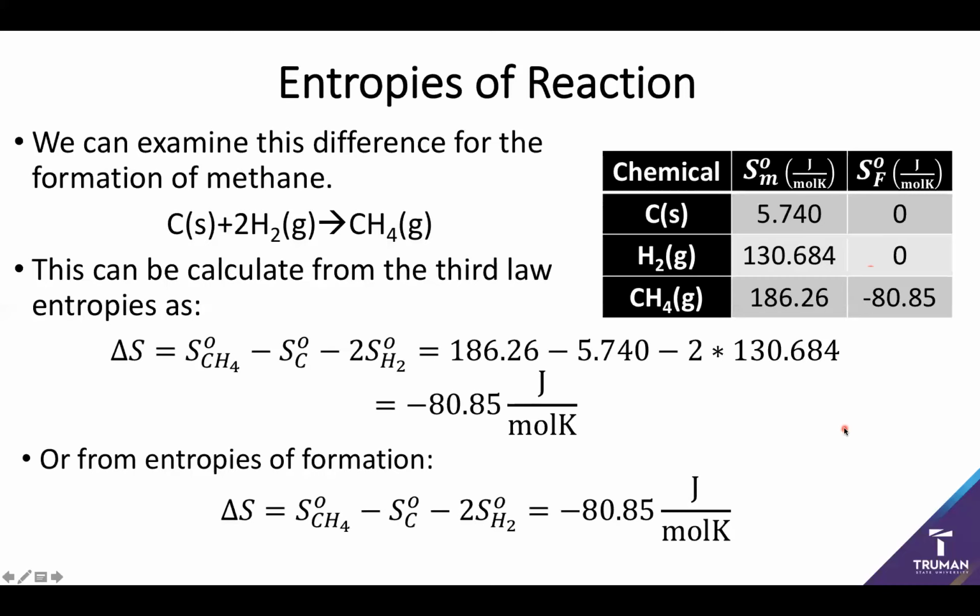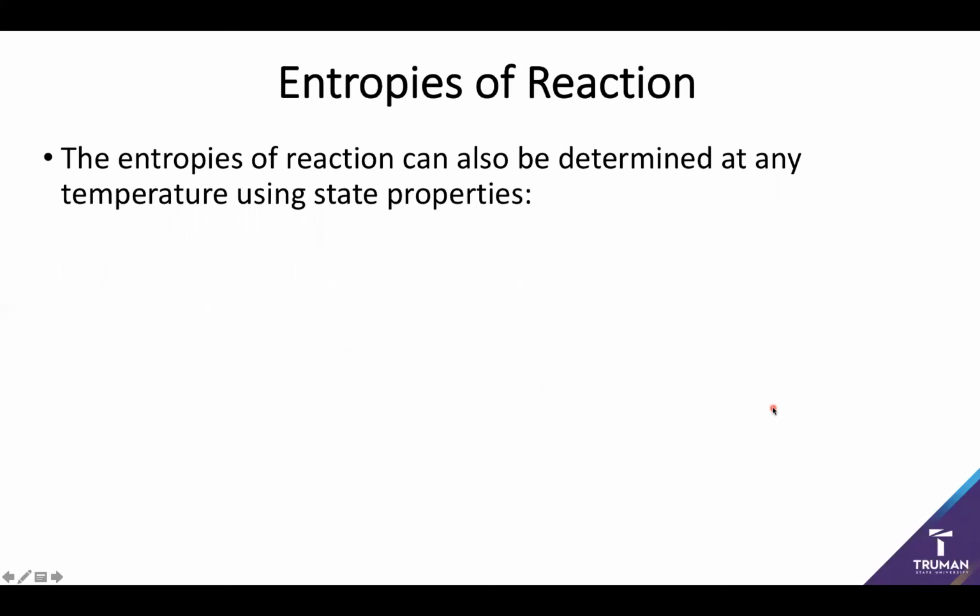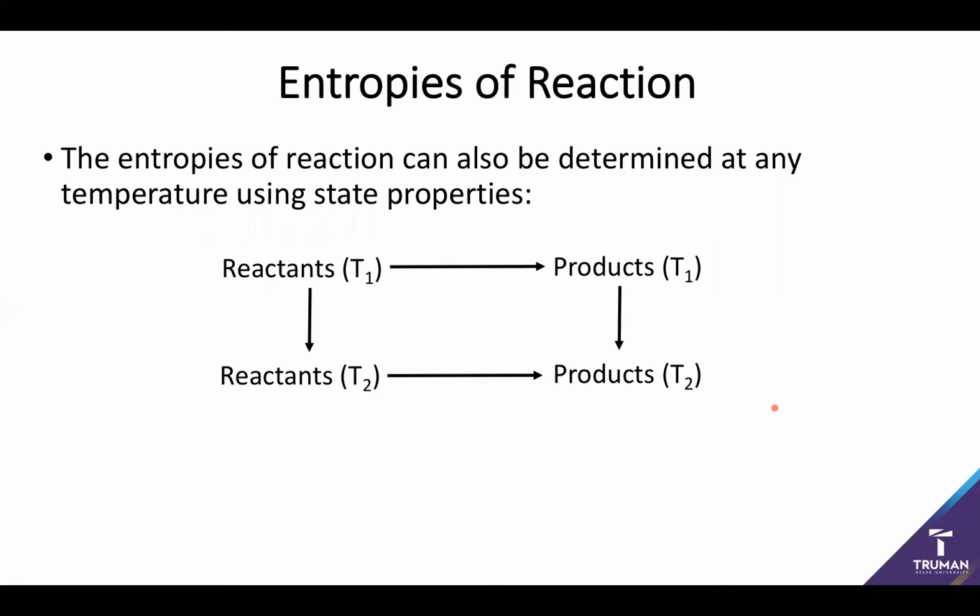However, one of the other things we have to acknowledge is that most of our entropy values that we look up in tables are given at standard state conditions. So 298. Unfortunately, a lot of the reactions we care about aren't always run at 298 degrees. So we need to be able to account for any potential corrections due to temperature. And so we can essentially do this in a very similar way that we corrected for our enthalpy values, by essentially just using a thermodynamic cycle and the feature of state properties.